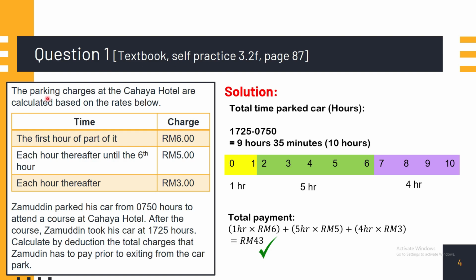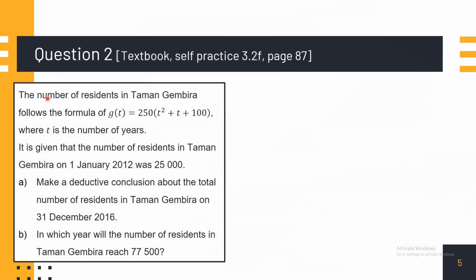Okay, this is how you solve a problem involving a deductive argument. Next, question 2. The number of residents in Taman Gembira follows the formula g(t) equals 250 brackets t squared plus t plus 100, where t is the number of years. It is given that the number of residents in Taman Gembira on 1 January 2012 was 25,000.